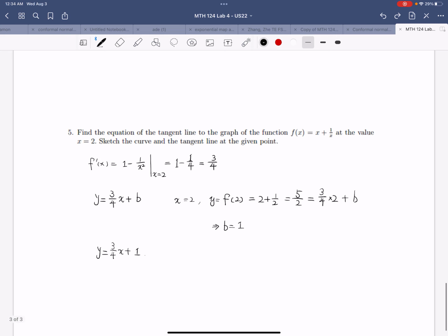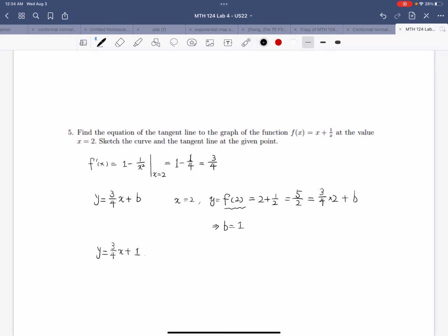The last question gives us this function and asks us to find the tangent line at x equals 2. When x equals 2, f(2) equals 2 plus 1/2, so 5 over 2, right? Then we can also calculate the derivative. The derivative at 2, by this calculation, is 3/4.